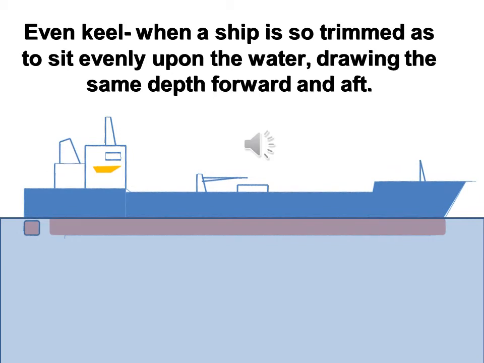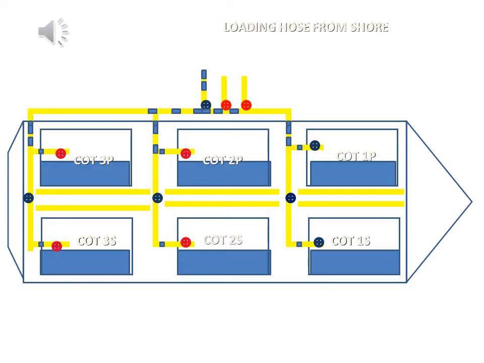Even keel is when a ship is so trimmed as to sit evenly upon the water, drawing the same depth forward and aft. When you are in even keel, continue loading once again in the wings. Open port and starboard cargo tanks.